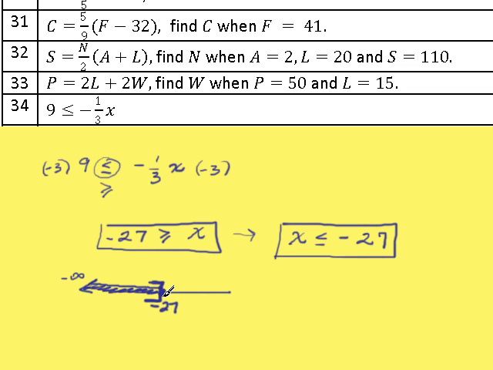Now let's look at the interval notation that represents x less than or equal to minus 27. So it sort of looks like this. It would have minus infinity, which always gets an open bracket, and next to the minus 27, we put our closed bracket.